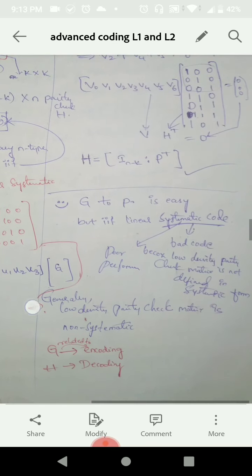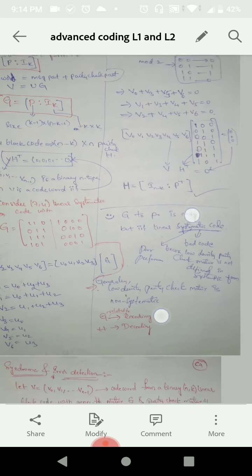Given a G matrix, we are going to get the parity matrix here, right? The first is an identity matrix, and the other one is a P matrix. And this is only possible if and only if the given generator matrix is of a systematic code.